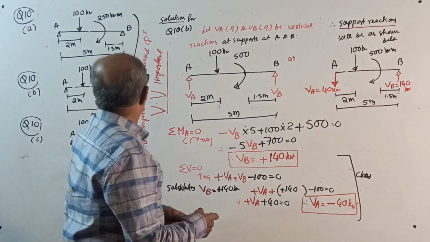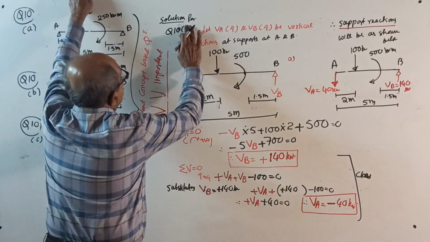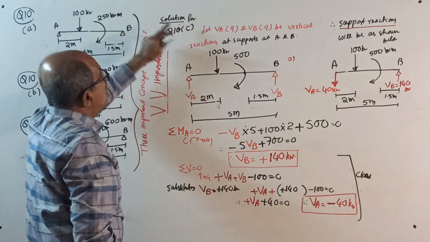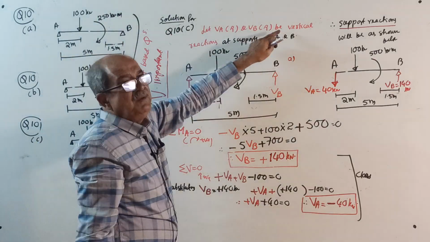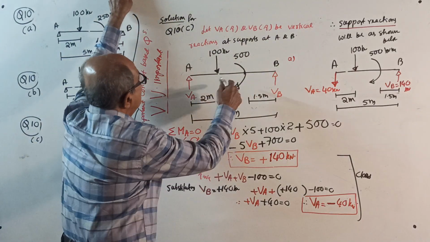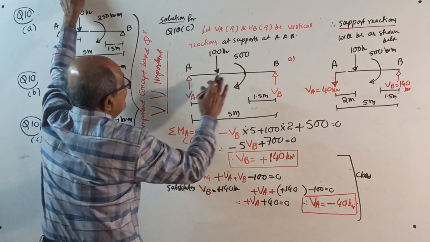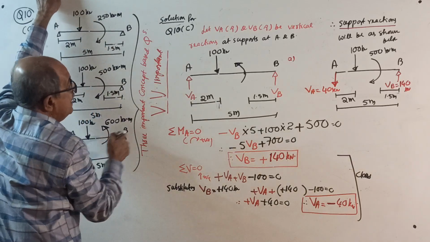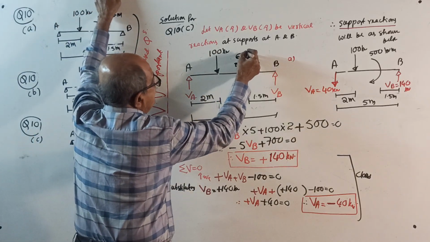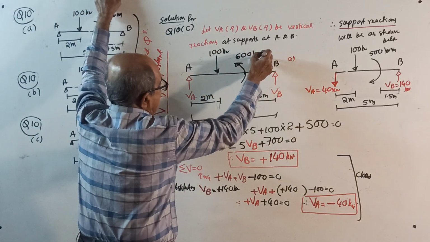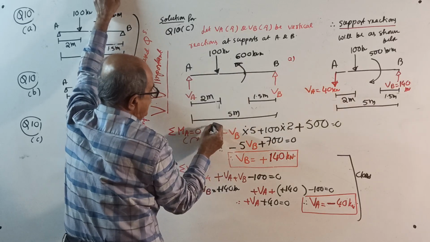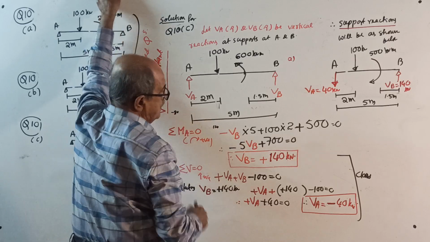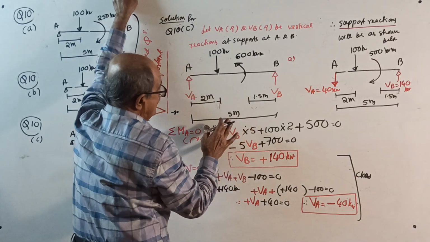Okay, now, solution for question number 10C. This is more important. As usual, let VA, VB be reactions at the supports. This is anti-clockwise 600 kilonewton meter. 100, 120, 40 is minus 80 should come. Okay, minus 80 should come. We'll worry later.